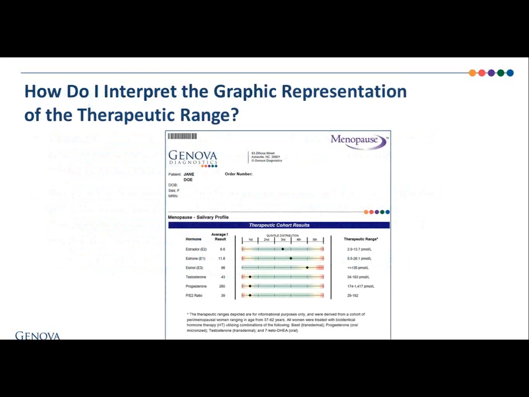So this is what the graphic representation of the therapeutic range looks like. And so you will see here, the first one is estradiol, and this particular patient was at 6.6, which is really dead center, kind of where we want people, so it's in the middle of the therapeutic cohort results. So it's at the 50th percentile. Here you can look at testosterone, and I think you can see very clearly that it's in the first quartile of the distribution. And so this patient's testosterone at 43 is in the 10th percentile, meaning really not into a therapeutic range. We really want it to be dead center in that 50th percentile.